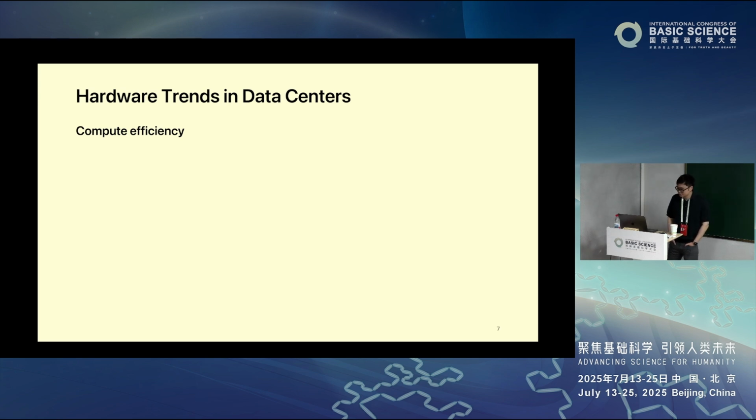All right, so I just gave a very basic setup for data processing in data centers. So let's look at a few recent hardware trends in data centers that will drive the design of data systems. The first aspect is compute efficiency.